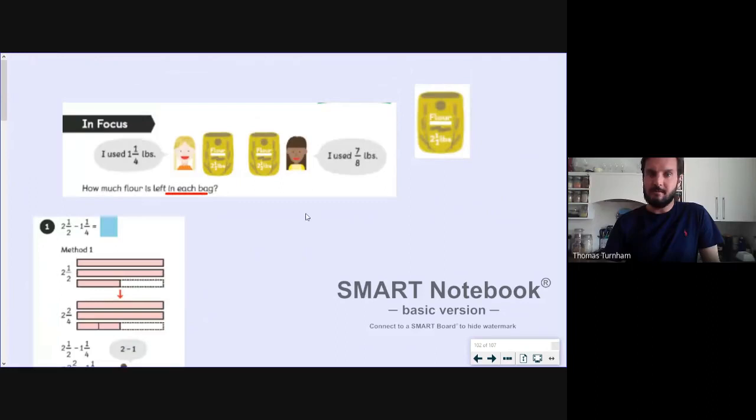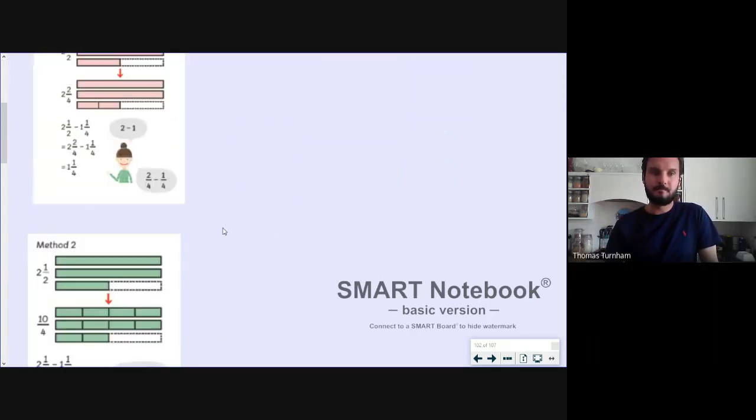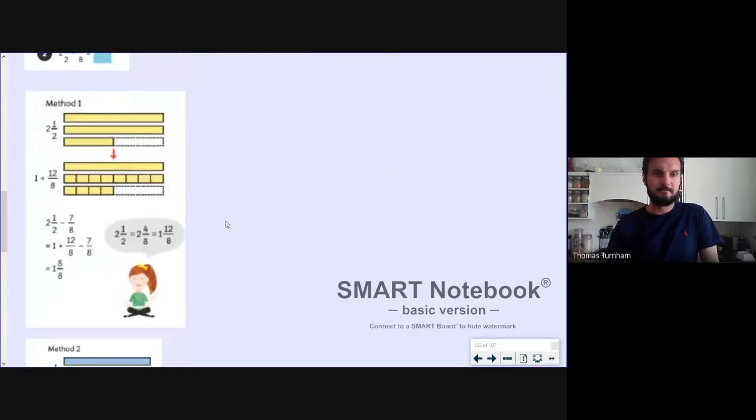Now let's look at yellow shirt. Same size bag of flour, but she's used 7/8. So we've got 2.5 minus 7/8. The first thing I could do is turn my 2.5, keep my 1, and then say actually it's the same as 1 whole and these 8s. So I've turned my 1 1/2 into 8s.